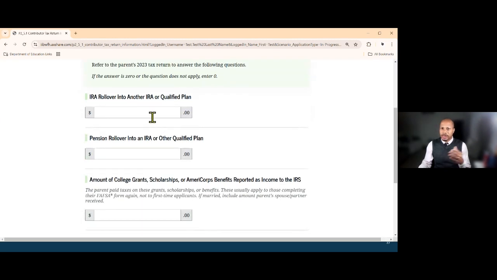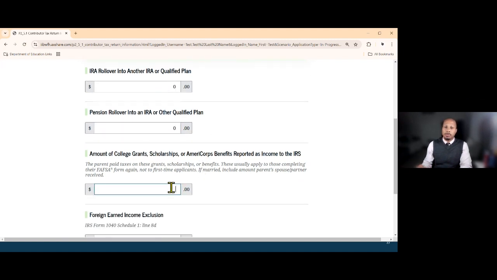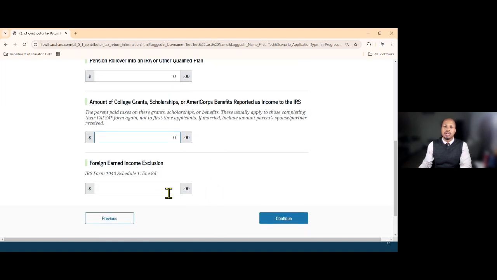Next, we're going to ask you information similar to the student. Do you have an IRA that's rolled into another IRA? If you did, you'll enter the value here. In this case, for this parent, it says no. Do you have any pension that was rolled into an IRA or a qualified plan? In this case, the parent says no. Are they receiving any college grants or scholarships or AmeriCorps benefits, and they treat it as income and report it to the IRS? In this case, the parent says no. Well, do you have any foreign earned income exclusion? They want to make sure that they check their 1040 Schedule 1 under line 8d. In this case, the parent says no.